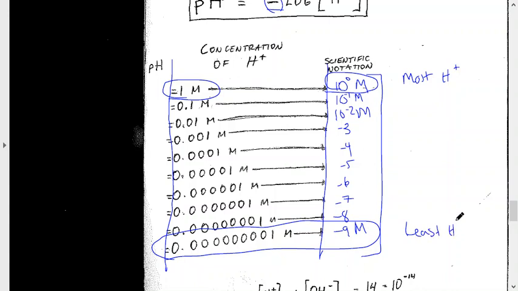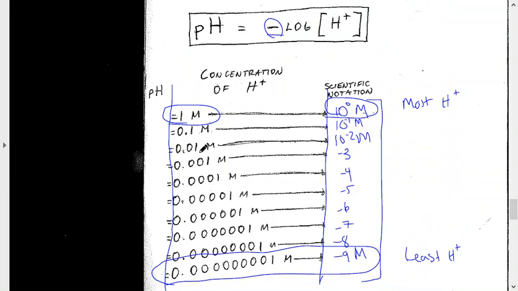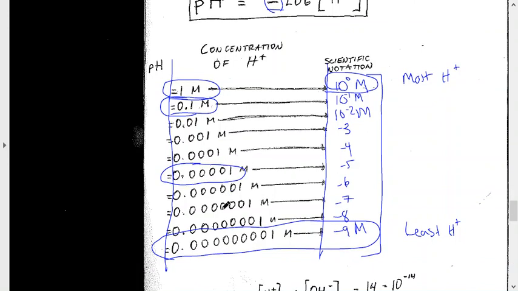What is the pH of each of these solutions? And this is where you need your calculator. So go ahead, plug and chug. Find the pH of 0.1 molar. Find the pH of 0.00001 molar, and let's do this last one down here. Find those three. Go ahead, pause, and do that.